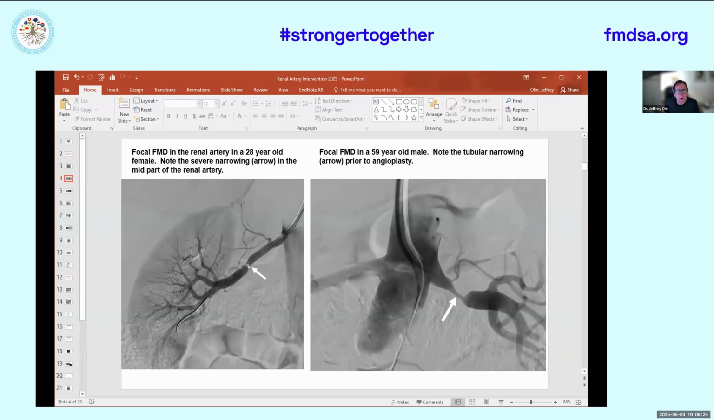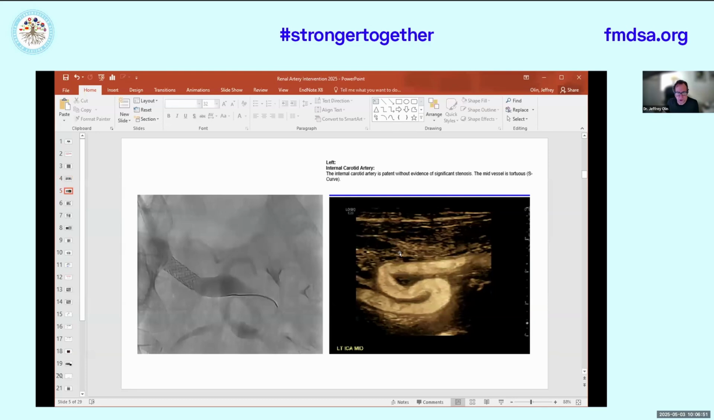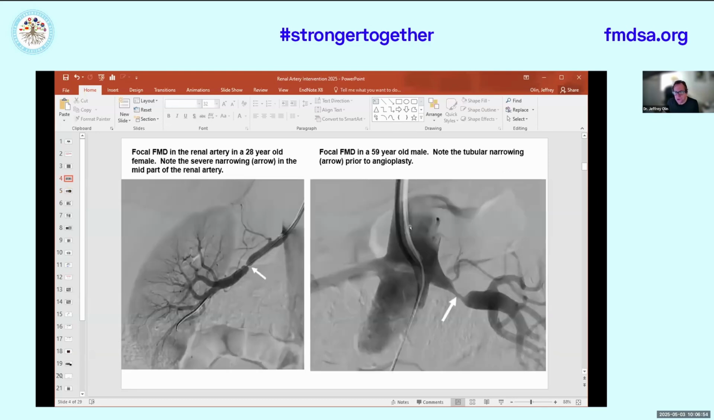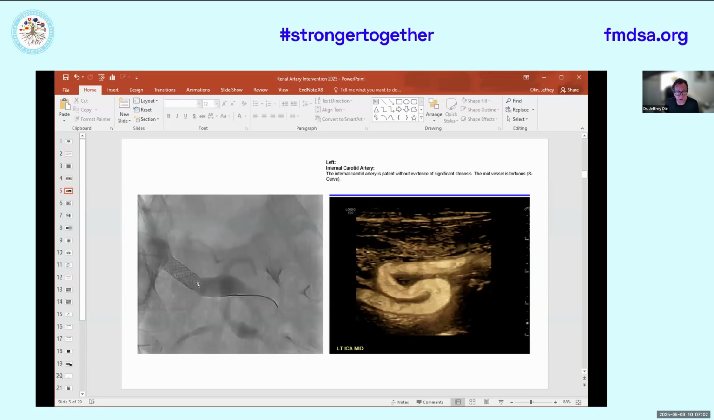This is like a focal, very severe narrowing in a 28-year-old. And recently, I've seen 3 men in their 50s with this type of focal FMD. This is tubular stenosis. And the difference between this and multifocal is the cure rate with intervention with this is much higher than the cure rate is with the multifocal type. And if you take individuals such as this gentleman, who I just saw yesterday, you can see we put a stent in him.